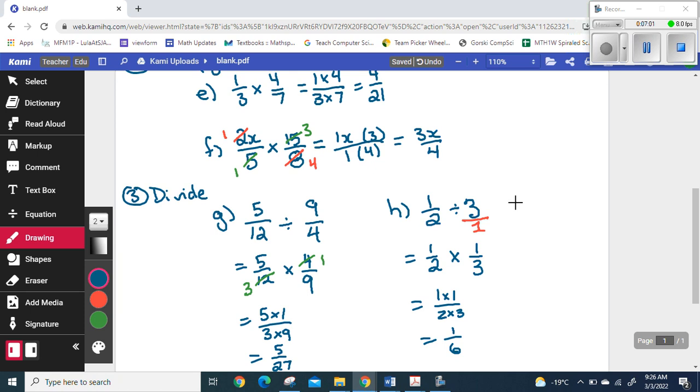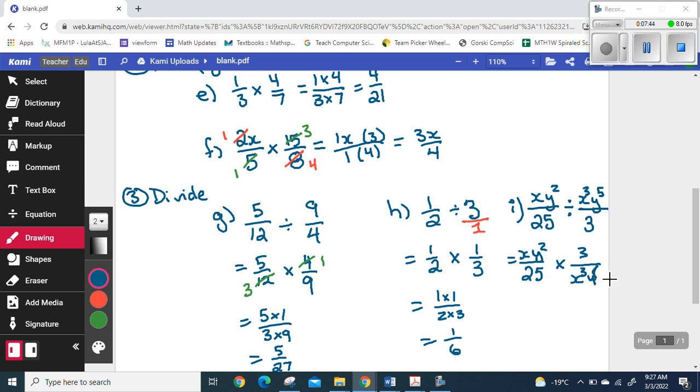What if I throw some fractions in there? Or some letters? Ooh, variables. Let's go with xy squared over 25, divided by x cubed y to the 5 over 3. Same rules. Keep the first one, xy squared over 25. Change that to a multiply. Flip your fraction: 3 over x cubed y to the 5.